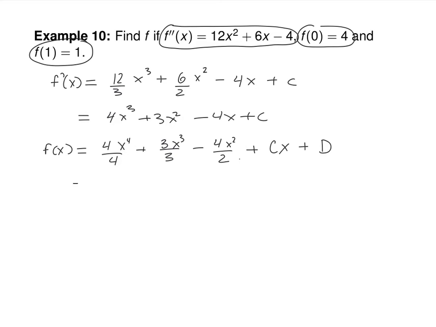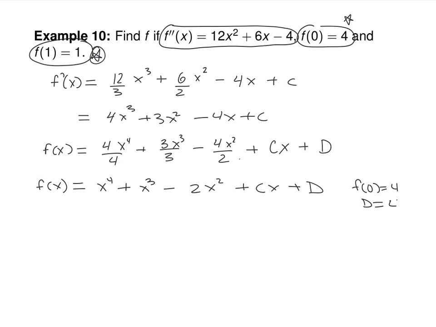Okay, so just simplify a little bit. We've got f of x equals x to the 4th plus x to the 3rd minus 2x squared plus cx plus d. And your job is now to use the information that you're given to find the values of those constants. D is 4. Do you guys agree with her there? Yeah. That's really easy to see, right? You plug in 0, that zeroes out everybody except for d, right? So since f of 0 equals 4, d equals 4.